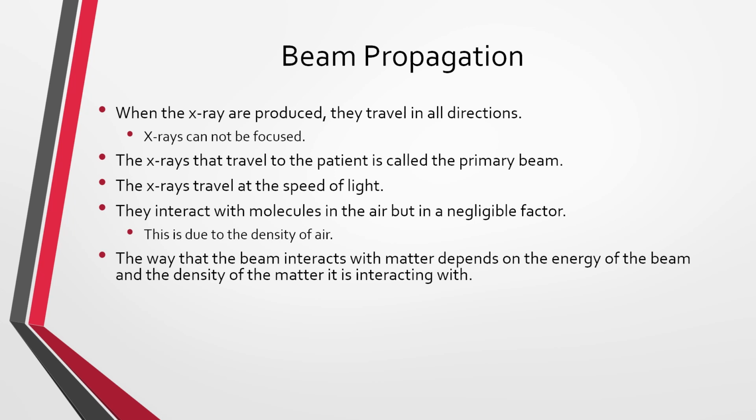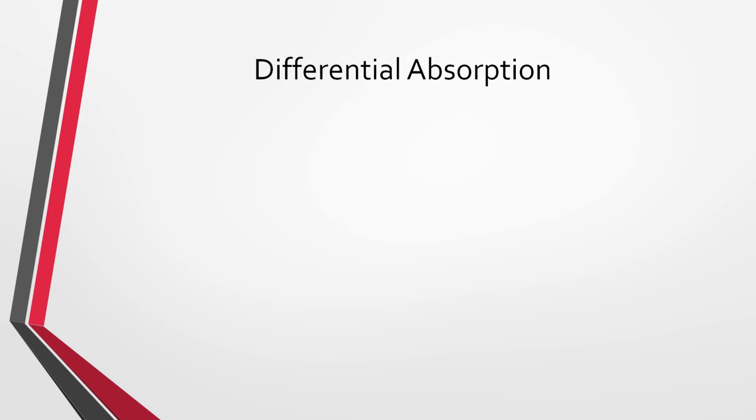The way that the beam interacts with matter depends on the energy of the beam, so it depends on the kVp that we set overall. So the energy of the beam, which is the quality of the beam, and the density of the matter it is interacting with. And this brings us to a point called differential absorption. In our next video, we'll discuss interactions with matter. This is the lead up to it.